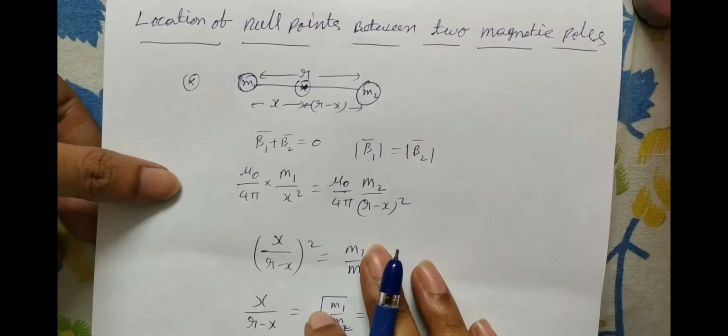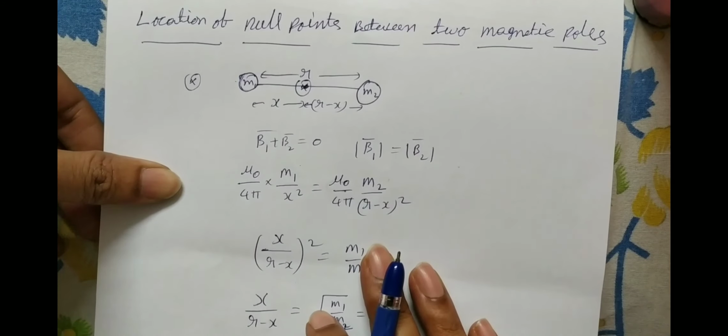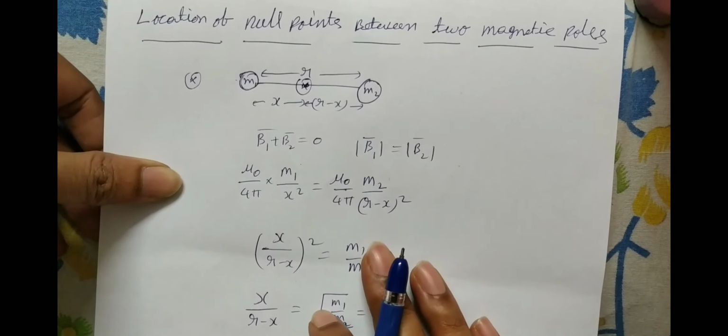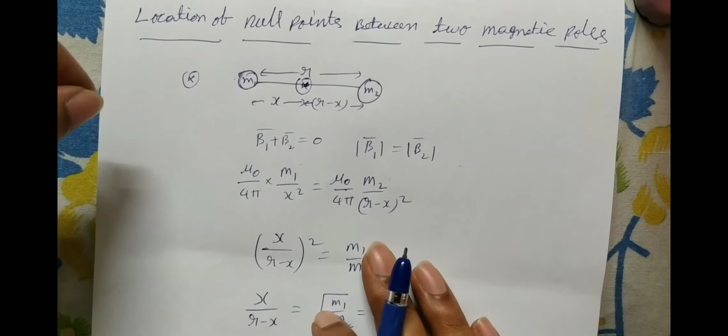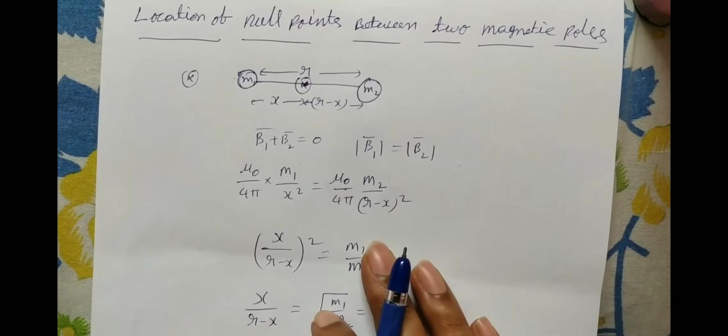Now we'll see the location of null points between two magnetic poles. What does null point mean? Where the resultant field becomes 0. So where the net field is cancelled and the field is 0. Or otherwise, if you place a unit pole at a particular point, it doesn't experience any force. That point we call the null point.